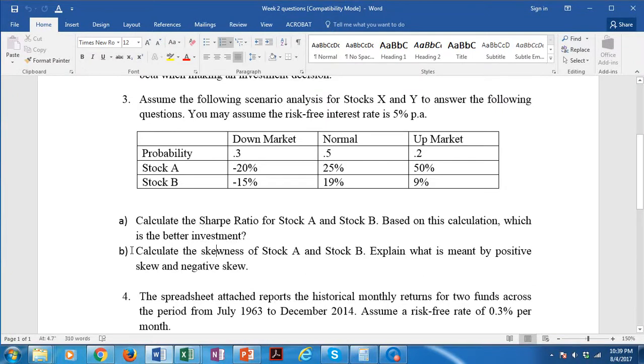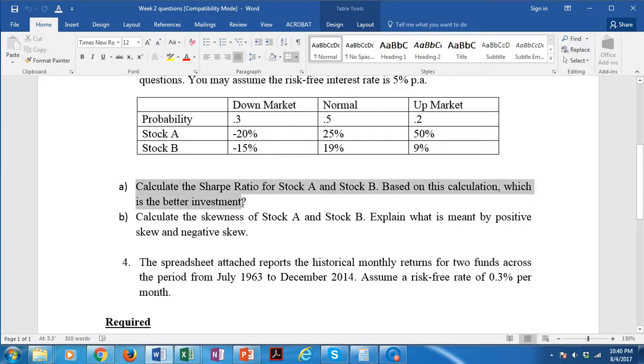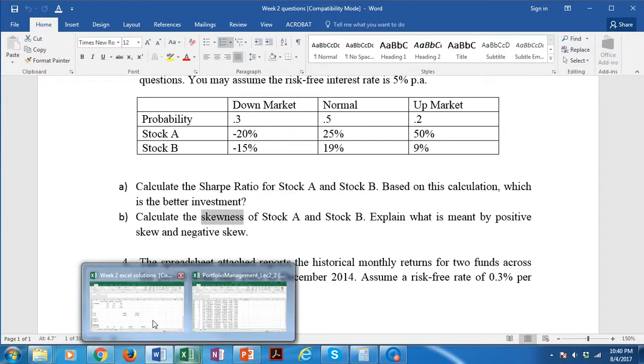So in problem 3, you see that we have two stocks given, stock A and stock B, and the different returns under different market states. So we have three market states: down market, normal, and up market. And the probability of these market states are 0.3, 0.5, and 0.2. In requirement E, we need to calculate Sharpe ratio, and in requirement B, we need to calculate skewness. So let's see how we can solve this problem.